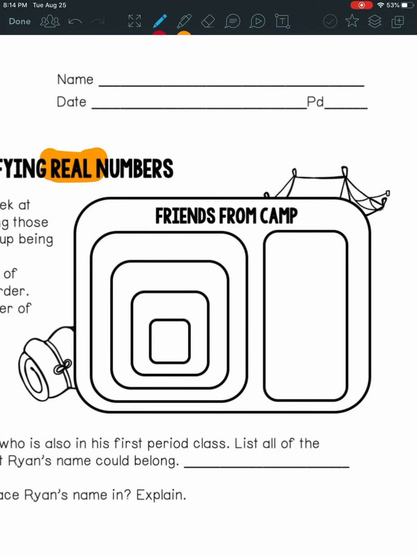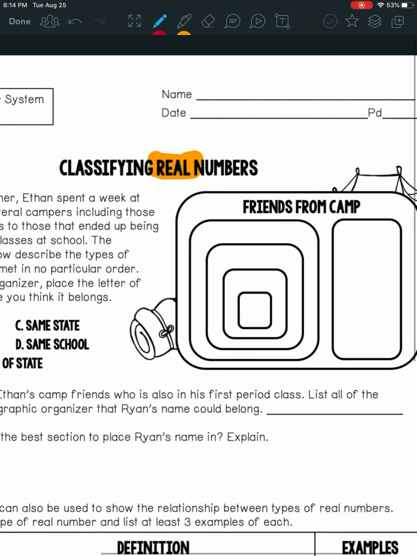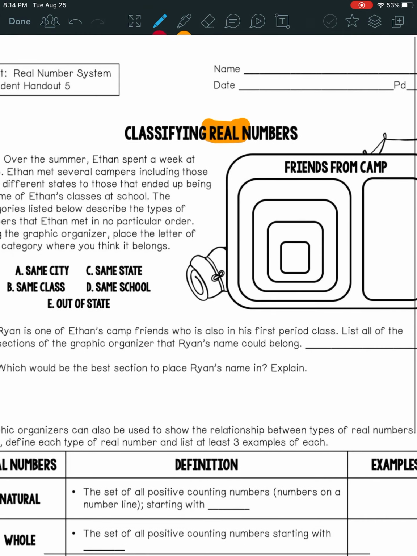If you look at this graphic organizer, it includes all the friends from camp. On the right side, there's one box all by itself, just an empty box there. On the left side, there are a whole bunch of boxes within boxes. If we have to categorize these 5 things and put them into the graphic organizer, first let's think about how we just separate them into 2 categories. So we have same city, same state, same class, same school, and then out of state.